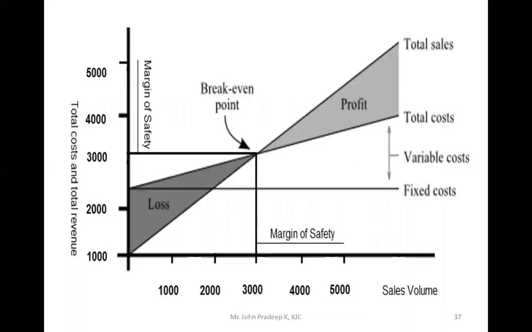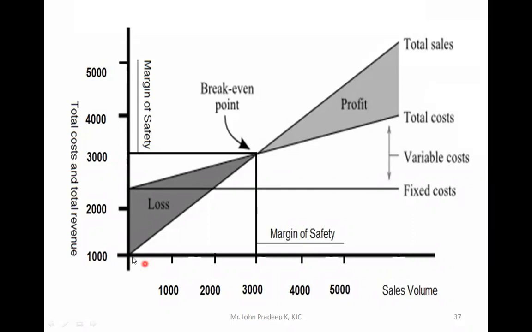This is the break-even graph. In the x-axis, what can you see? This is the x-axis and this is the y-axis. Sales volume is on the x-axis. And on the y-axis, what can you see here? Total cost and total revenue, that is, cost and revenue. This is what you can see there.